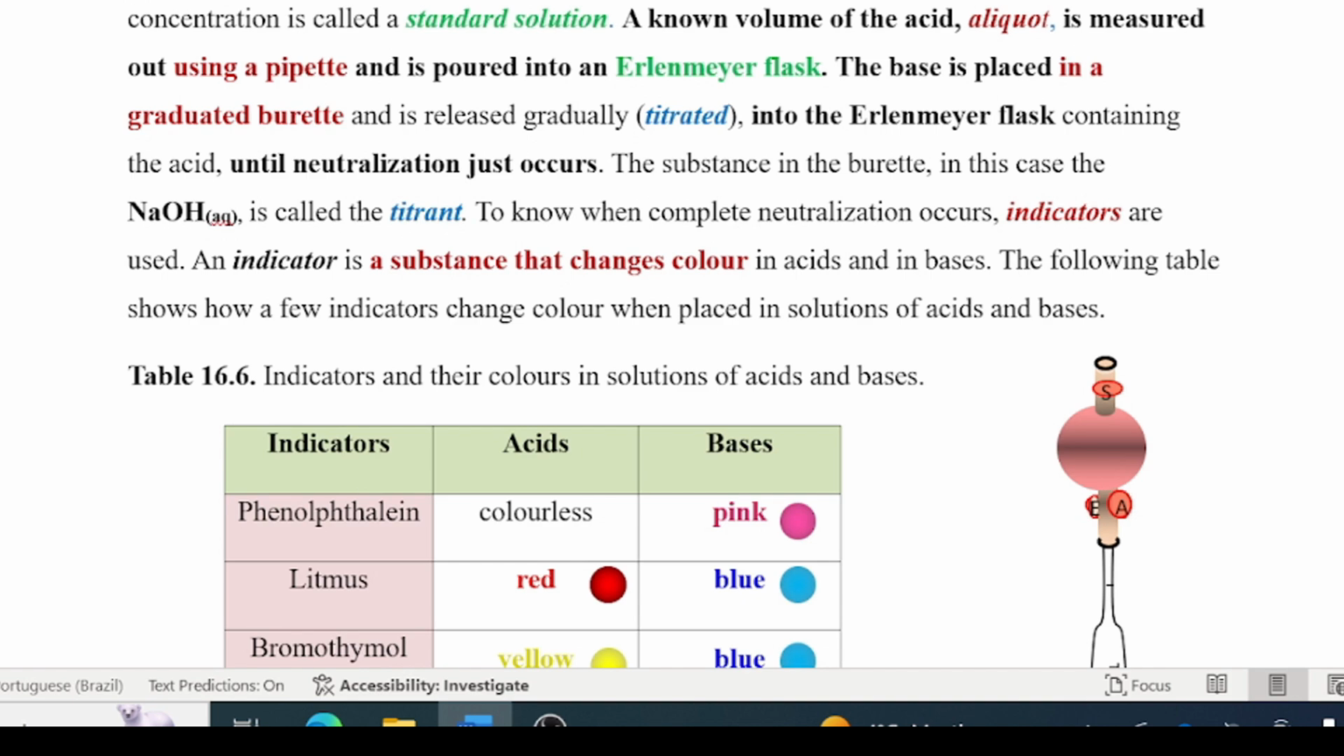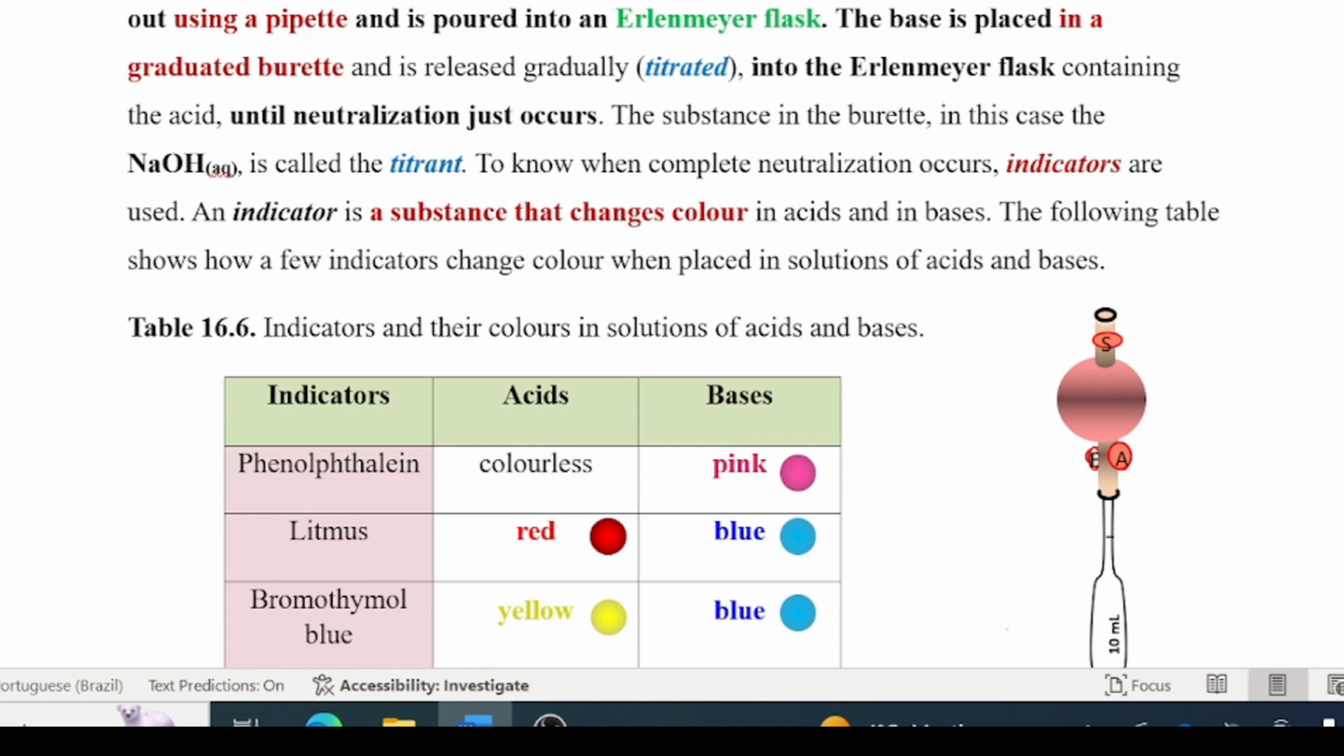A known volume of the acid, called an aliquot, is measured out using a pipette and is poured into an Erlenmeyer flask. The base is placed in a graduated burette and is released gradually, we call it titrated, into the Erlenmeyer flask containing the acid until neutralization just occurs. The substance in the burette, in this case the sodium hydroxide, is called a titrant. To know when complete neutralization occurs, indicators are used. An indicator is a substance that changes color in acids and bases.